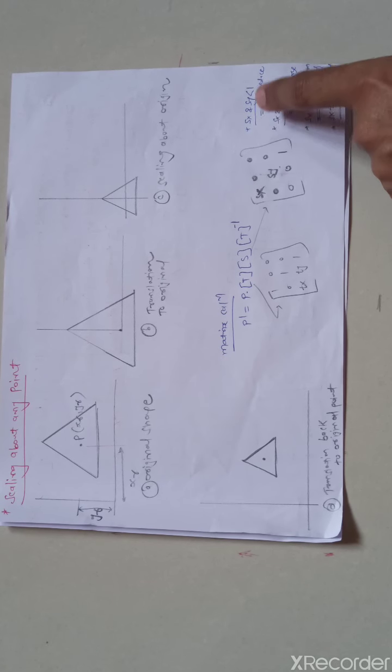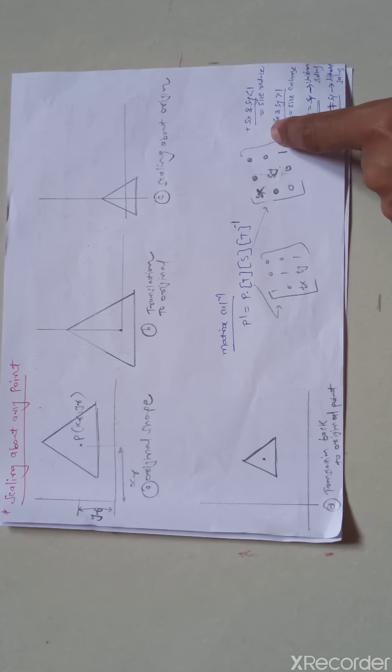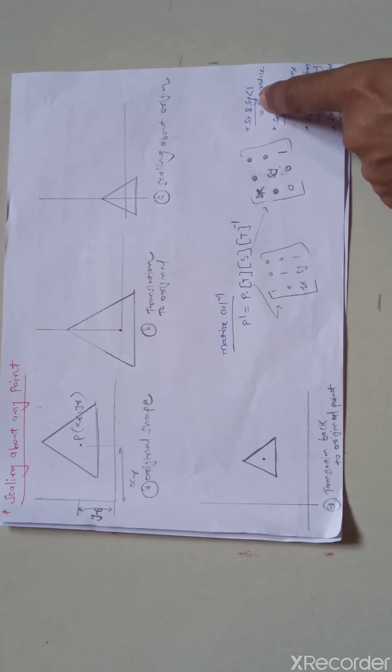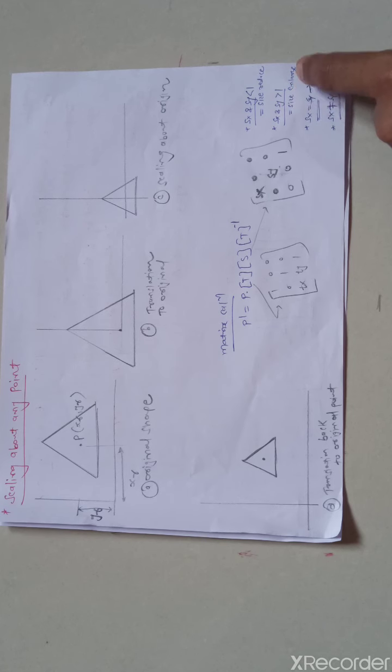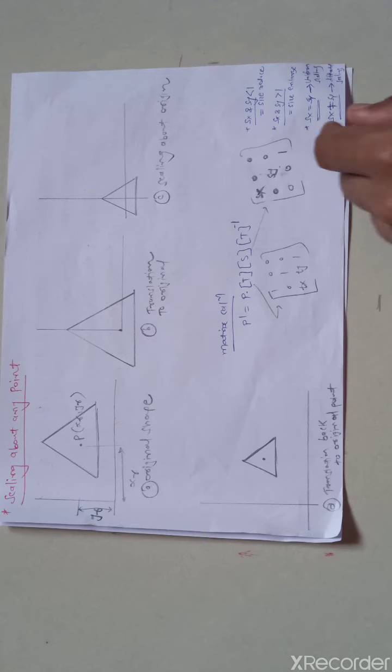Now we discuss some characteristics of scaling factors. If both scaling factors are less than 1, the size of the object is reduced. If both scaling factors are more than 1, then the size of the object is increased. Now if scaling factors sx and sy are equal, then uniform scaling is performed, and if sx and sy are not equal, then differential scaling is done.